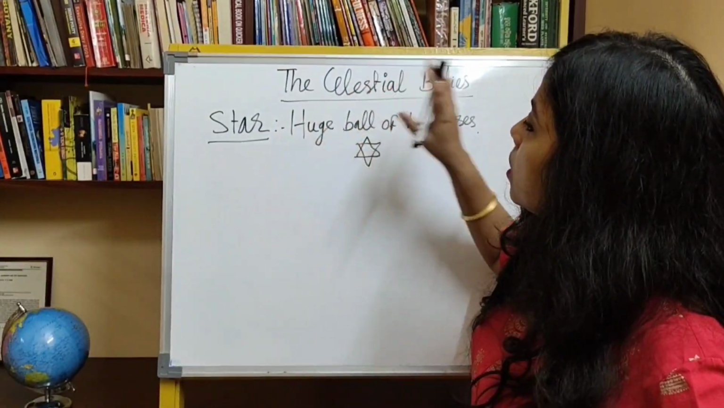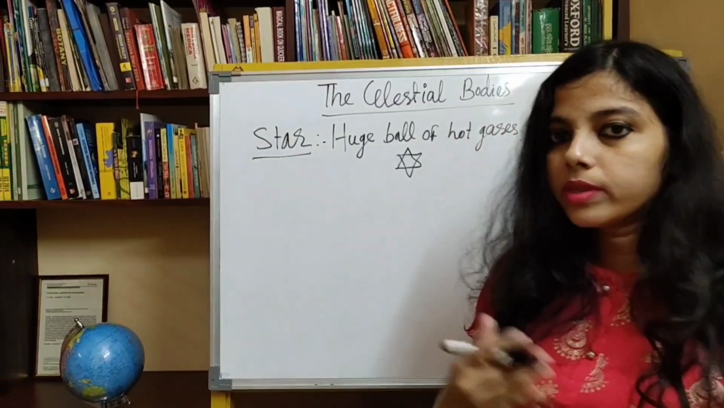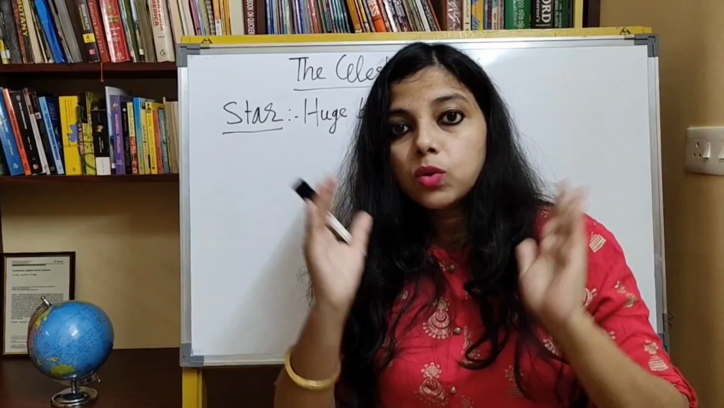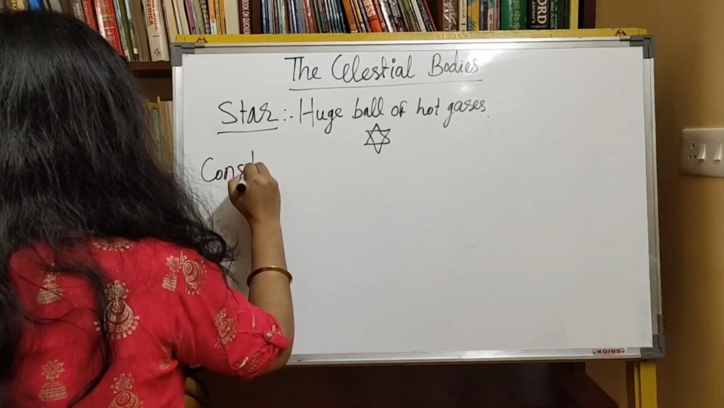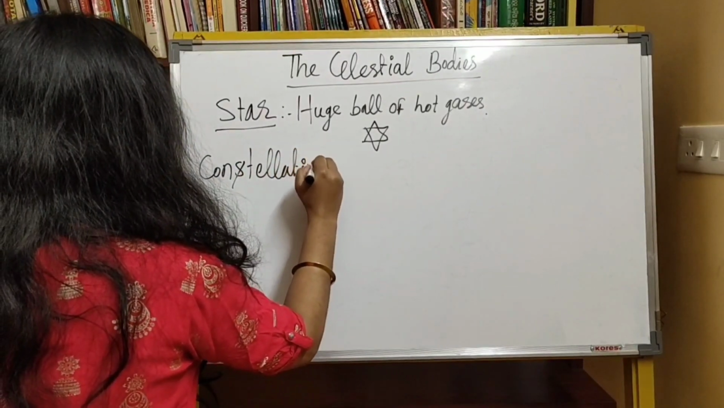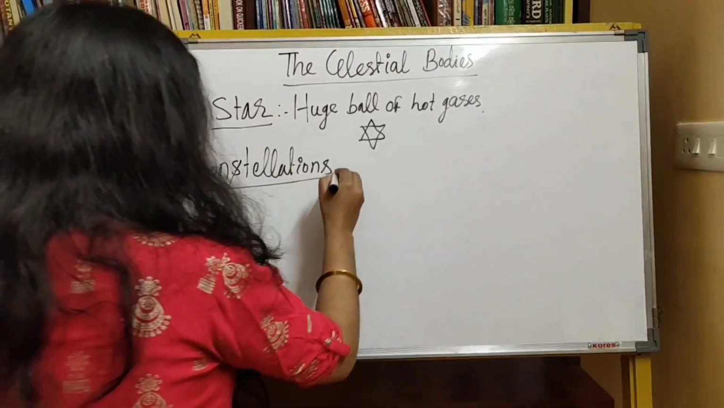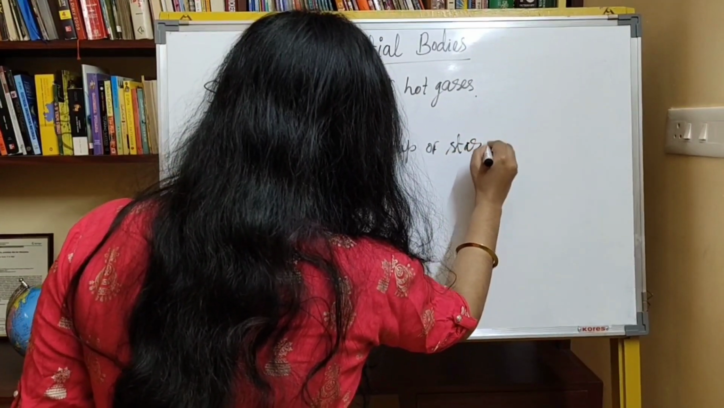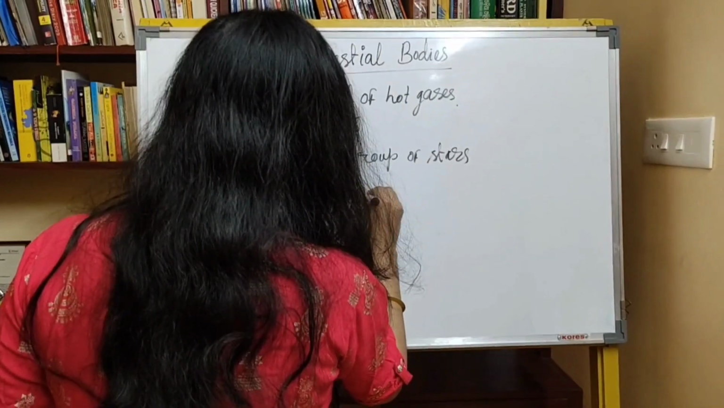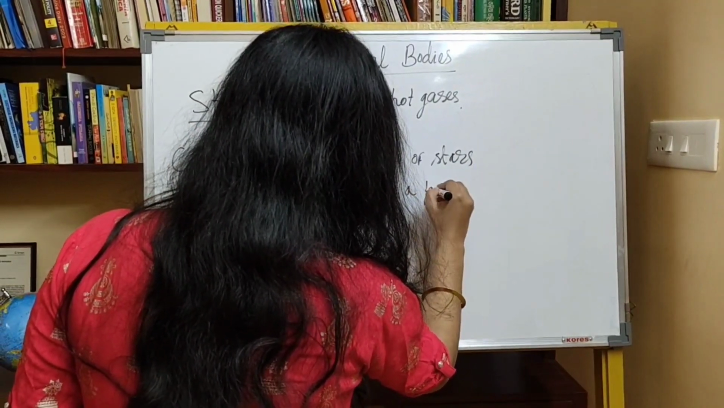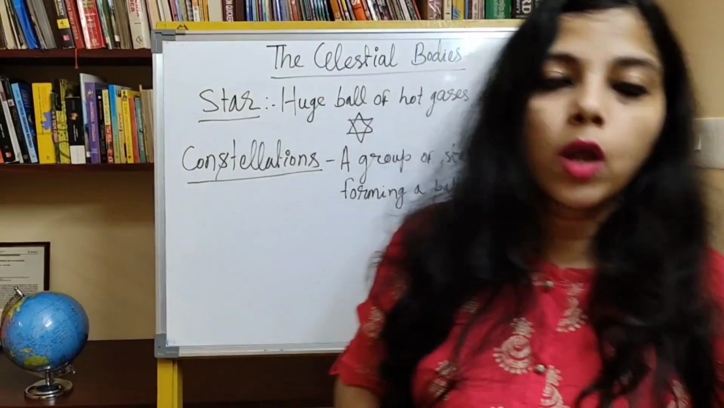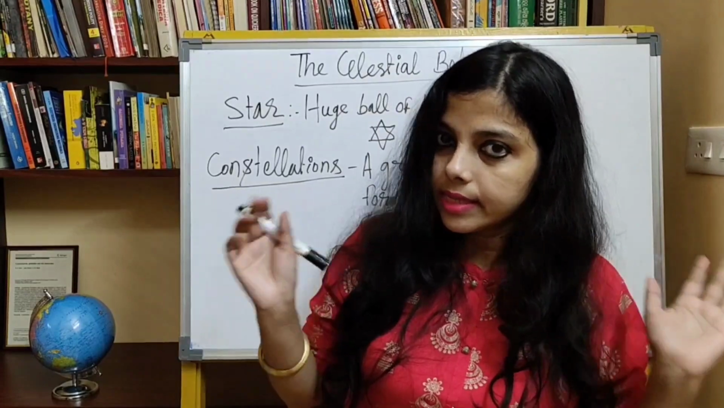Okay, so now these stars, there is one more thing. When these stars are in a group and they form a pattern, that is known as constellations. Constellations: a group of stars forming a pattern. So there are a lot of constellations in the sky.